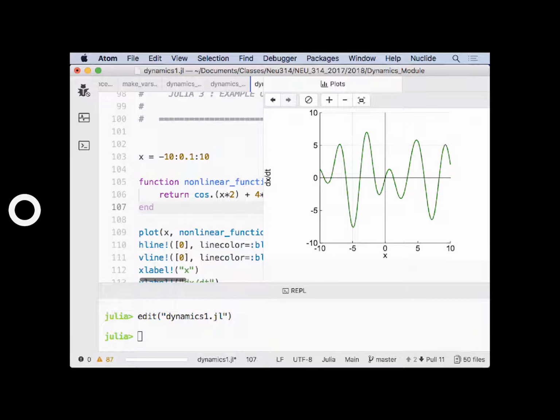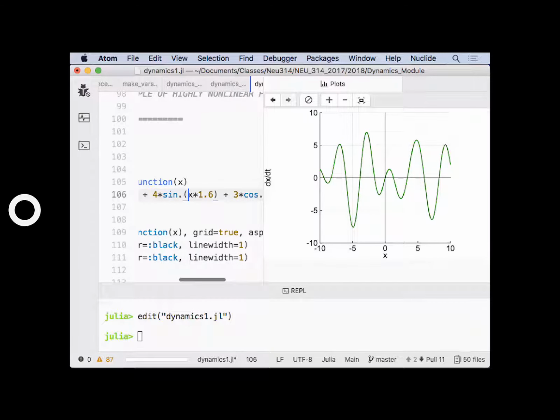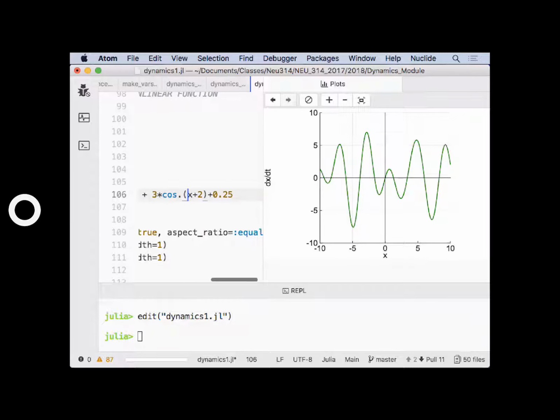It's cosine of 2x plus 4 times the sine of x times 1.6 plus 3 times the cosine of x plus 2 plus 0.25. I don't know, who cares? It's just something I made up. But some complicated function that doesn't look like x dot equals alpha x on its own.